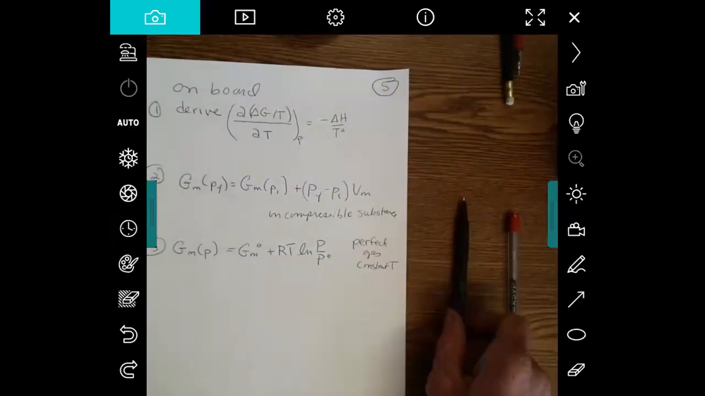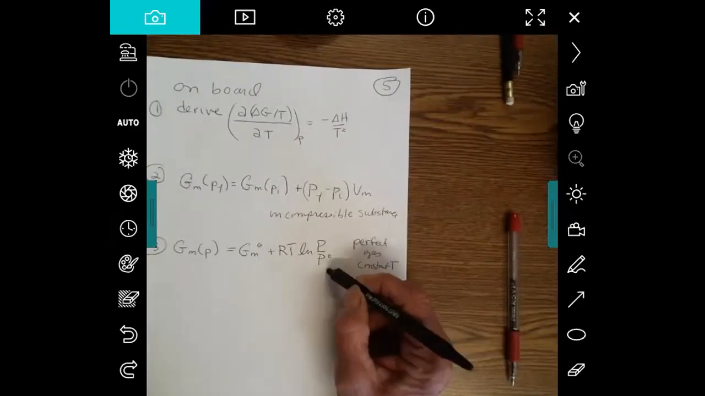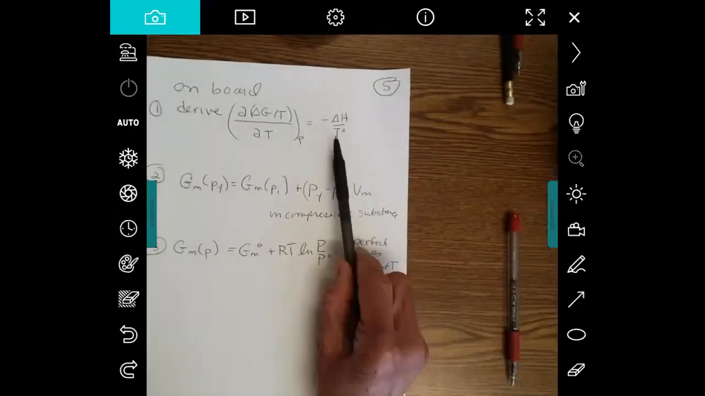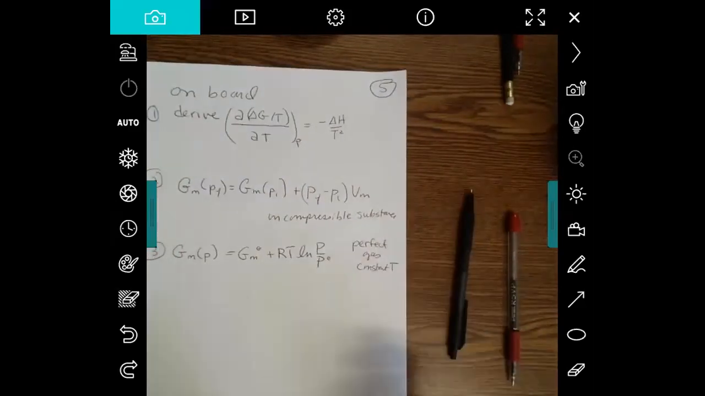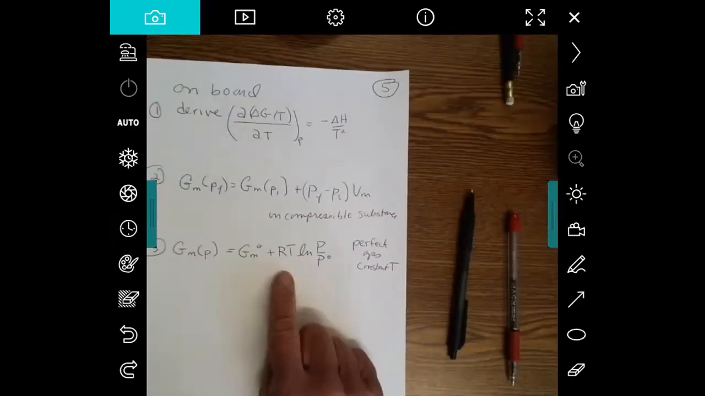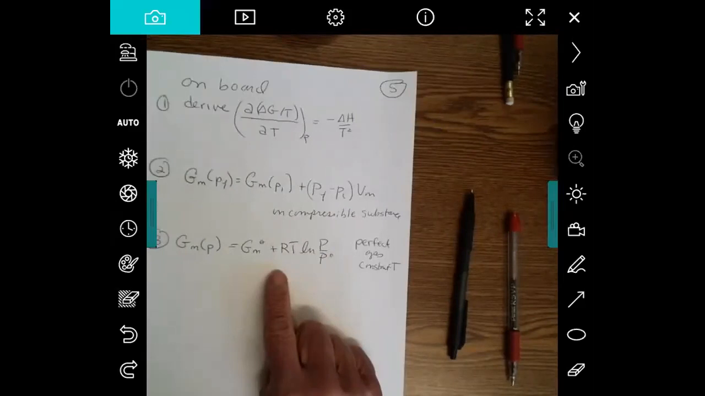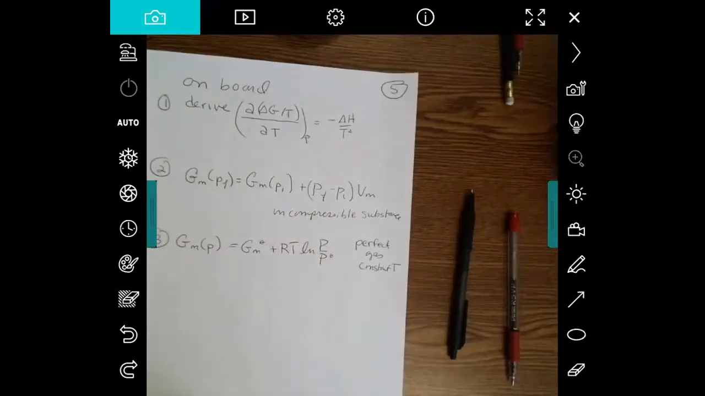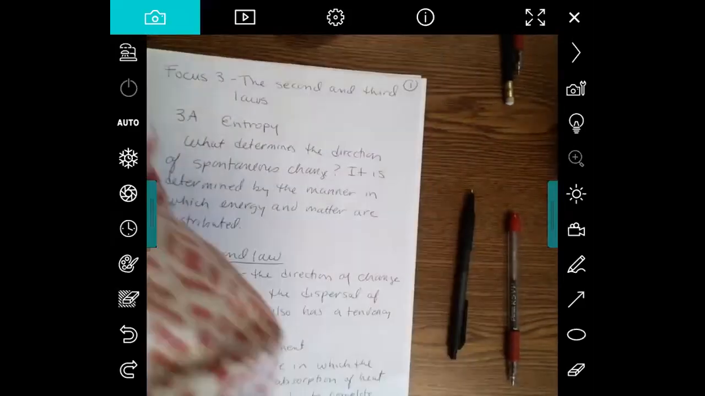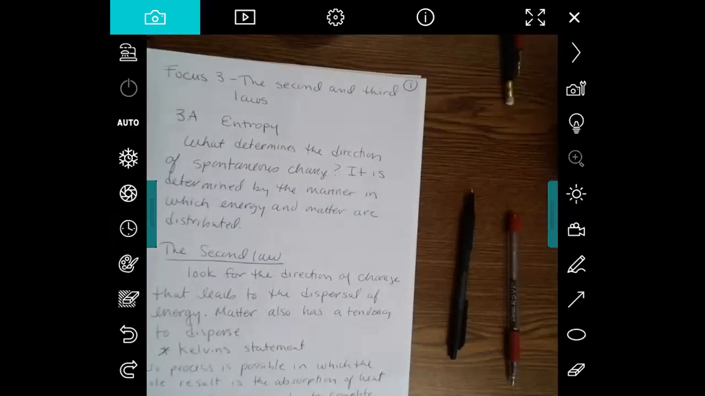so that we understand where they come from. This one, we're going to use a whole bunch, and we'll use this one somewhat. So there'll be equations that are super important. This will be absolutely essential when we derive the expression for an equilibrium constant. So that is focus 3.